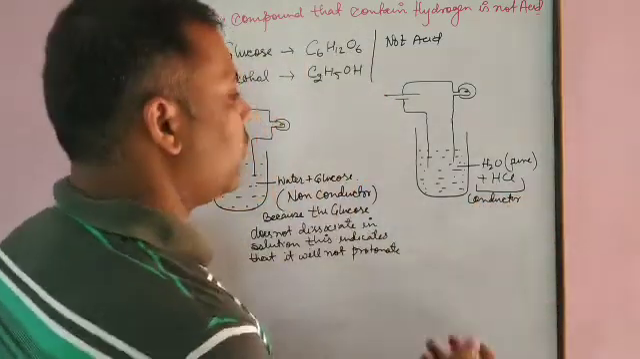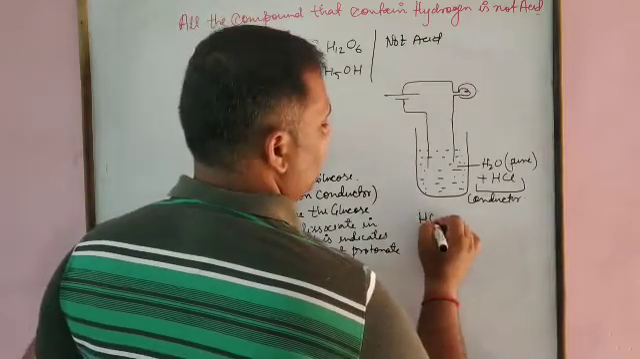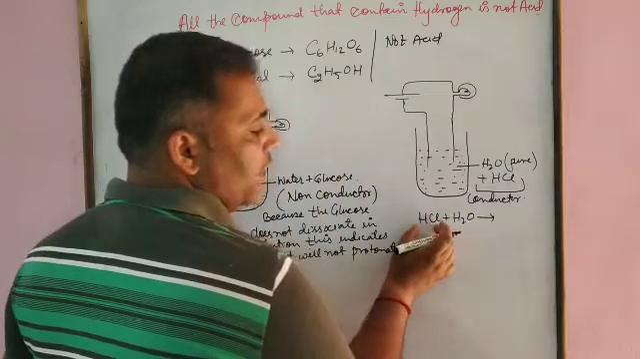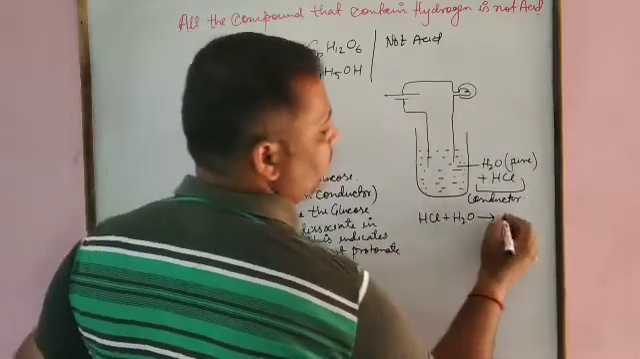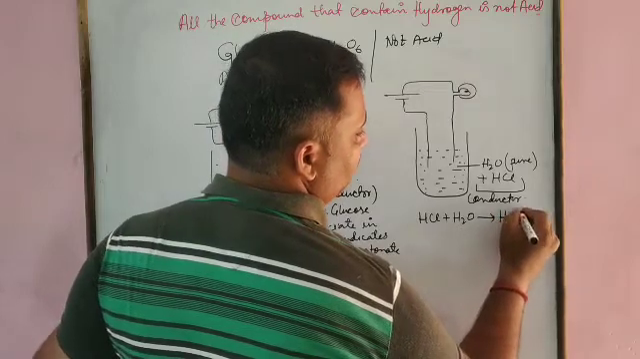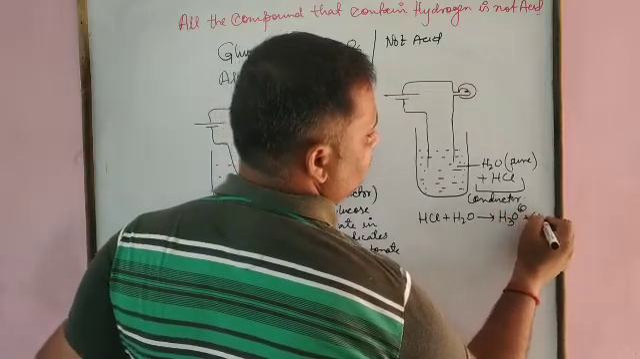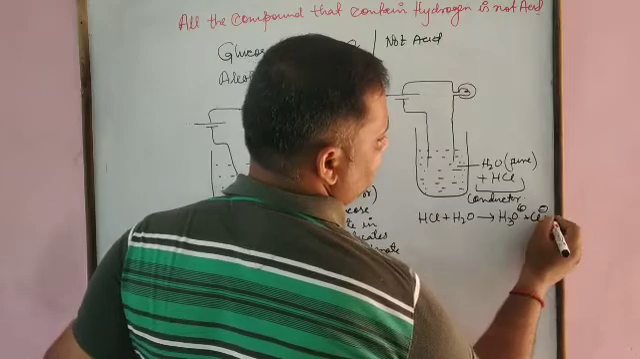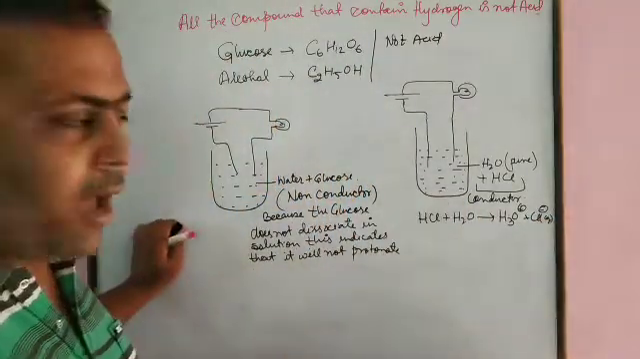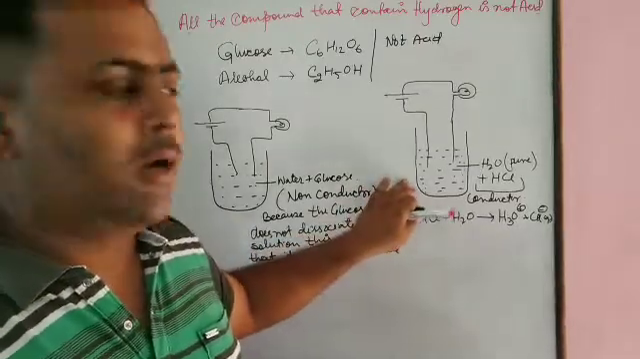How is it a conductor? Because this HCl reacts with water. This HCl has a tendency to protonate. What does it form? It forms H3O+ and Cl- aqueous. Ions are formed, and when this solution contains ions, it becomes a conductor.